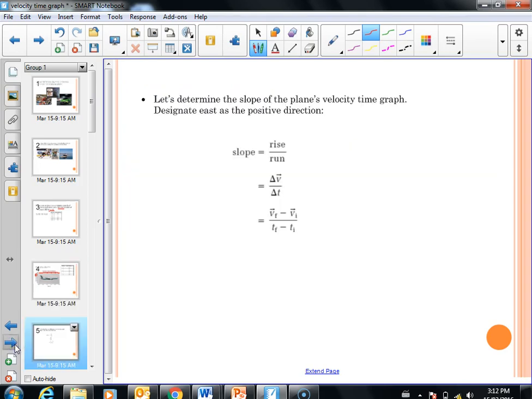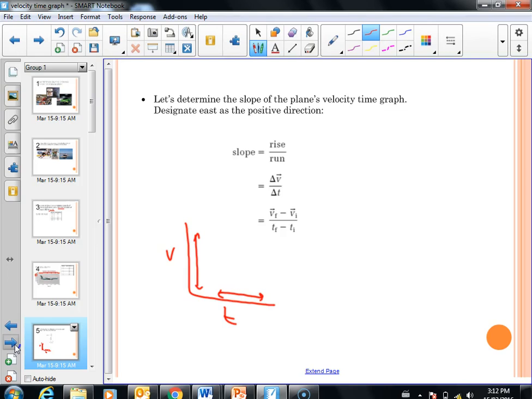If we wanted to find the slope of the velocity time graph, we can designate east as the positive direction. Usually east and north are positive. The slope is rise over run, if you remember that. The rise is going to be the change in velocity because it is a velocity time graph. So this would be the rise and this would be the run. So we're going to take the final velocity minus the initial velocity divided by the final time minus the initial time.